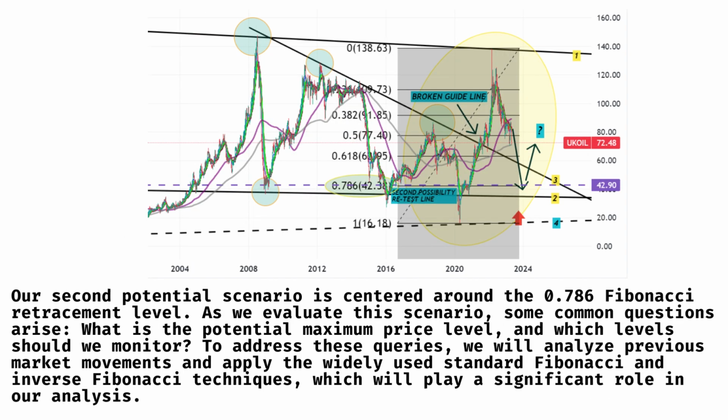Our second potential scenario is centered around the 0.786 Fibonacci retracement level. As we evaluate this scenario, some common questions arise: what is the potential maximum price level, and which levels should we monitor? To address these queries, we will analyze previous market movements and apply the widely used standard Fibonacci and inverse Fibonacci techniques, which will play a significant role in our analysis.